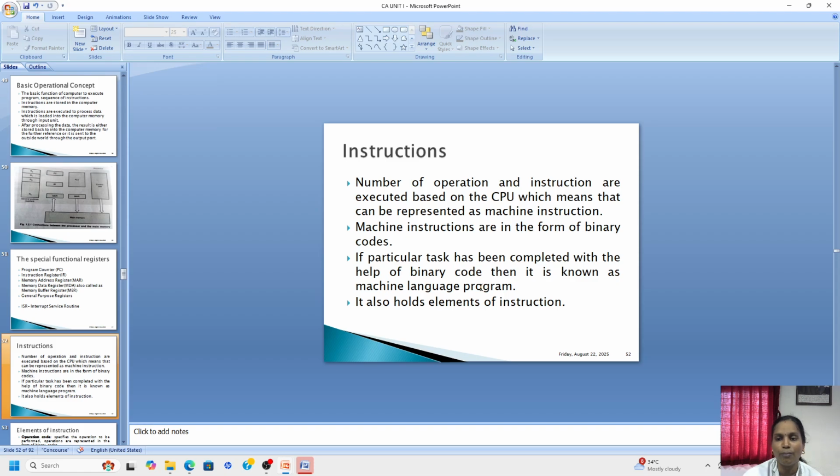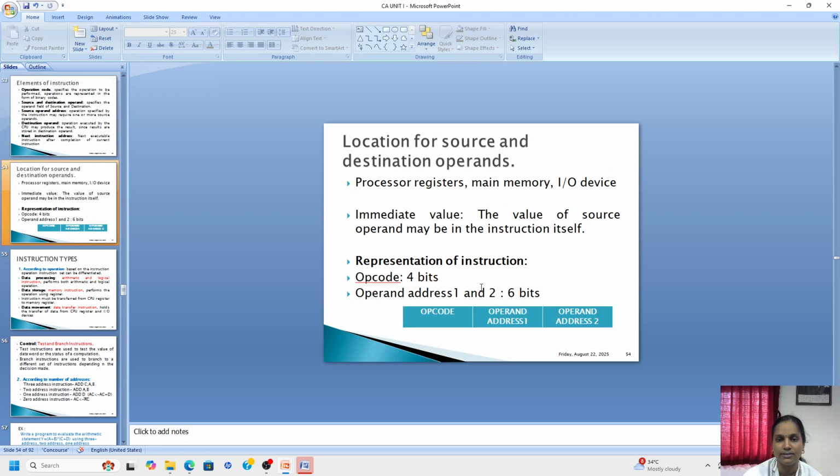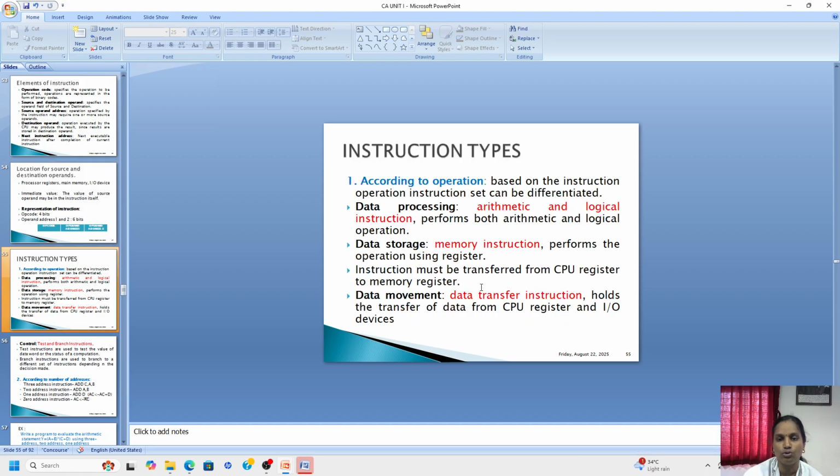Instructions. The number of operations and instructions executed depends on the CPU, which means that the CPU operation can be represented as a machine instruction. Machine instructions are in the form of binary codes. Elements of an instruction: operation code, source operand, destination operand, and next instruction address. So the instructions are represented in the following format: first the opcode, followed by operand address 1 and operand address 2.